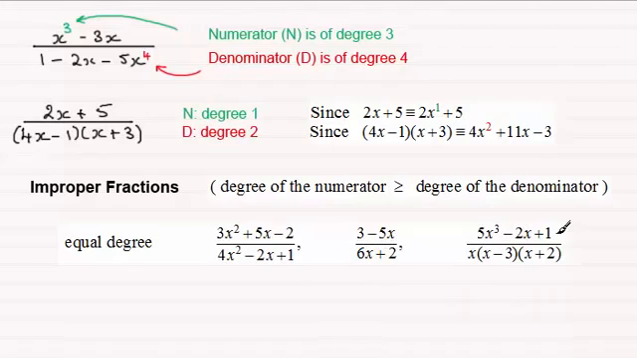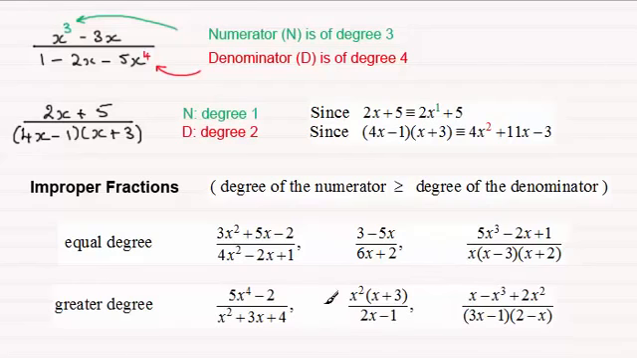And with this example here, we've got a cubic expression on the top, so the degree here is 3. And in the denominator, when you expand it out, you're going to get x times x times x, which is going to give you x cubed. So the degree of the denominator is 3. So equal degrees. Here's some examples of three fractions where the numerator is of greater degree than the denominator.